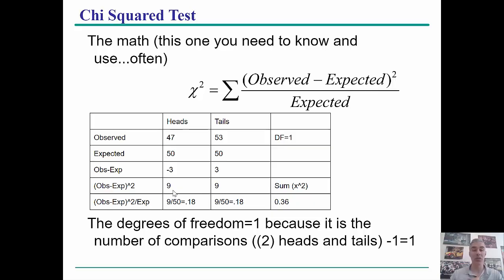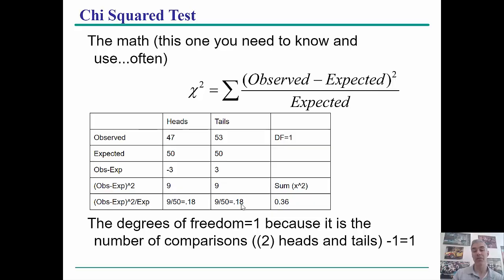We then take that and divide each one by the expected, which was 50, and we get 0.18 and 0.18, and then that sum of all, that sigma, right? You add the two together, you get 0.36. That's called our chi-squared value, or our calculated chi-squared value. And we have 1 degree of freedom here because there's two possibilities, either heads or tails. So we subtract 1 from the number of possibilities, and our degrees of freedom is 1.